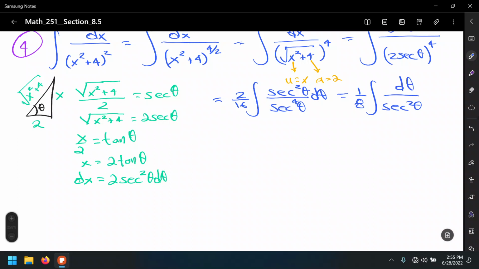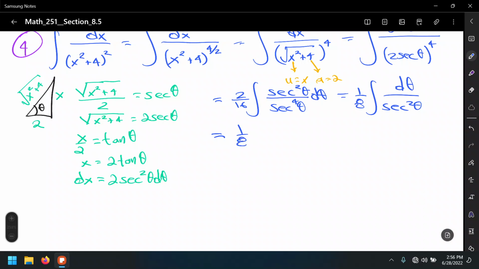Alright? We wish we had that secant squared in the numerator. That way we could have gone directly to tangent, because the integral of secant squared is tangent. However, that's not the case, but we have other ways to keep moving. If u equals secant, the derivative is secant tangent. No, we don't have that in our integrand. We can use another trigonometric identity.